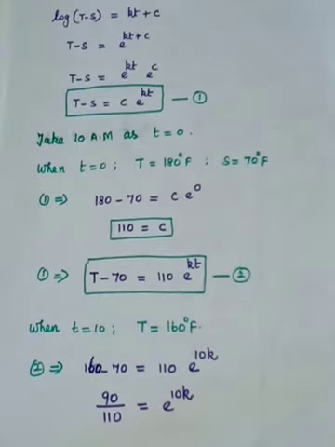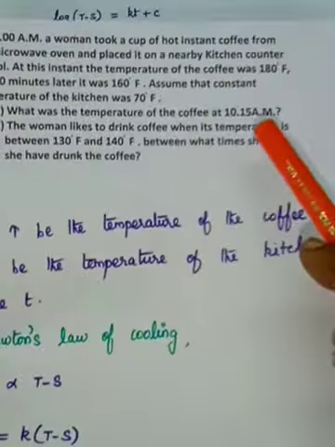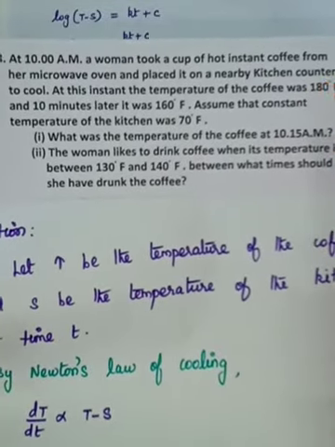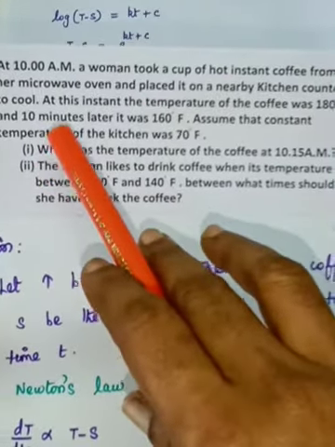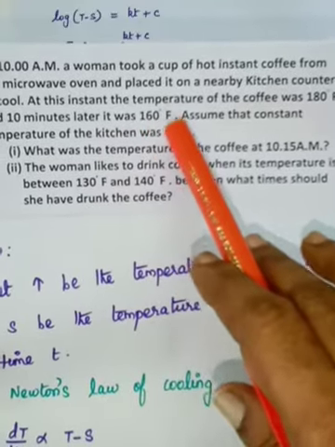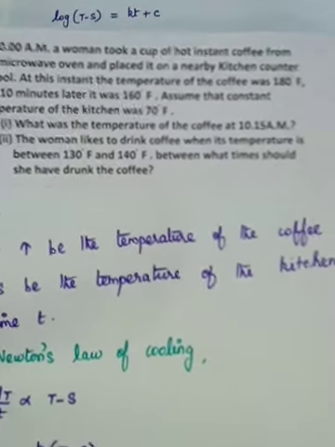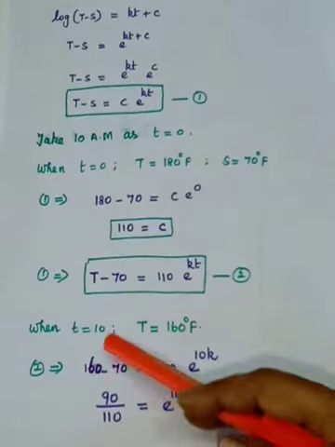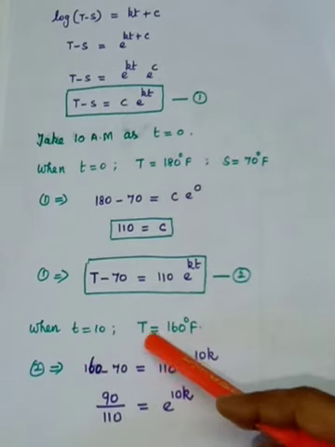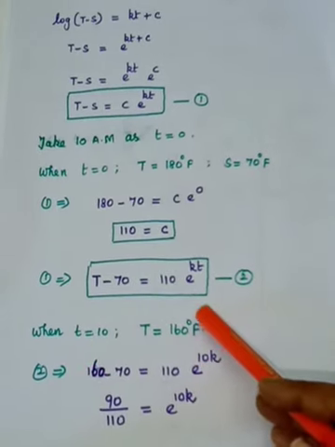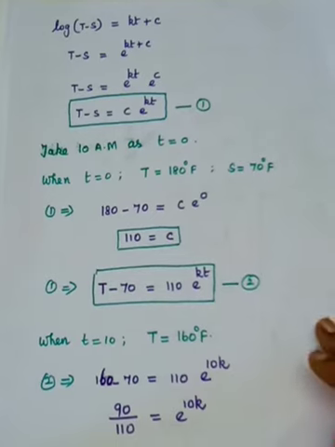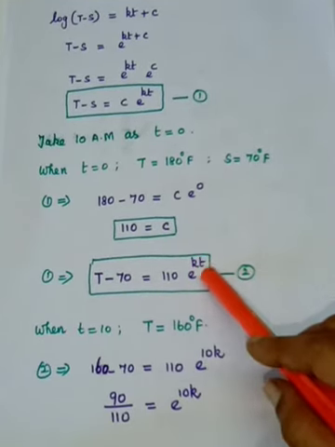And you see that at 10 a.m. the temperature of the coffee is 180 degree Fahrenheit. And 10 minutes later it was 160 degree Fahrenheit. So after 10 minutes, so when t is equal to 10, the temperature of the coffee is 160 degree Fahrenheit. These two values have to be substituted in the second equation.